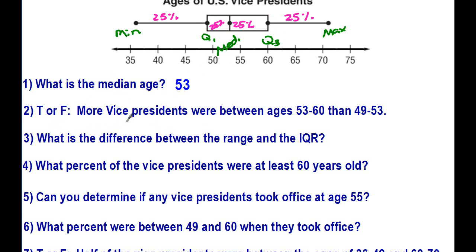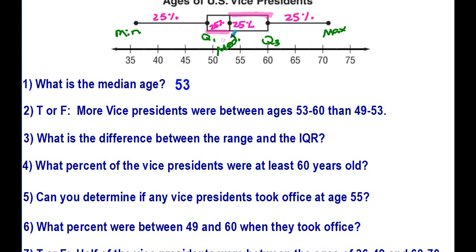True or false? More vice presidents were between ages 53 to 60 than 49 to 53. More vice presidents. So find the ages. The first one is 53 to 60. Well, that's going to be right here. 53 to 60. And then 49 to 53 is right here. So we're talking about the two parts of the box plot. We're talking about the left side and the right side. Were there more vice presidents in the right side than the left side?